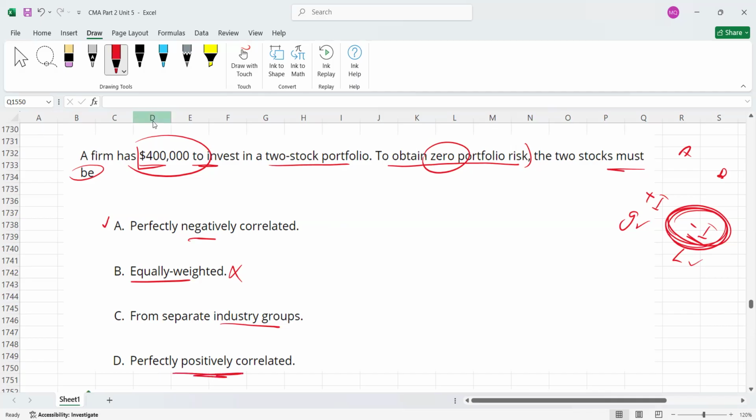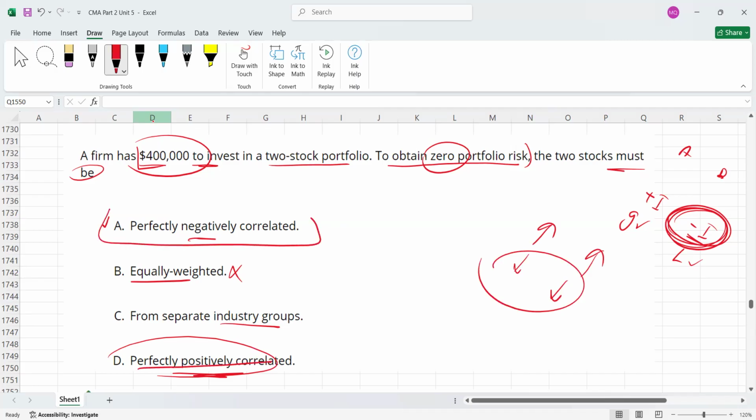Perfectly positively correlated, no, don't take perfectly positive. The reason is if one makes a gain, the other will also make a gain in the same proportion. If one makes a loss, the other will also make the loss in the same proportion, and you can get a total loss. That is why don't go for perfectly positive correlated. Always go for perfectly negative correlated. So A is the best option. Okay, A is the answer actually.